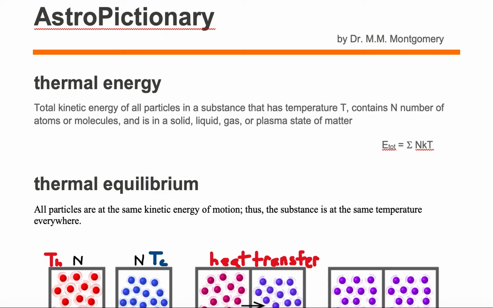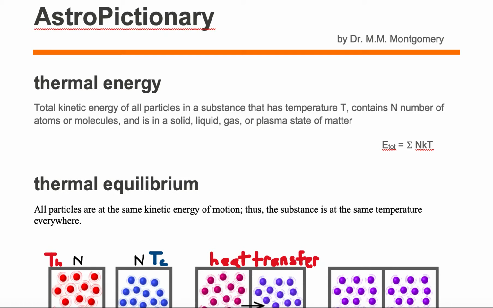Thermal equilibrium is when all particles are at the same kinetic energy of motion. Thus, the substance is at the same temperature everywhere. So in order to study thermal energy and thermal equilibrium, you need to understand particle motion, transfer of energy, heat, and then speeds of particles, and the same speed of the particles, or they're in an equilibrium state.